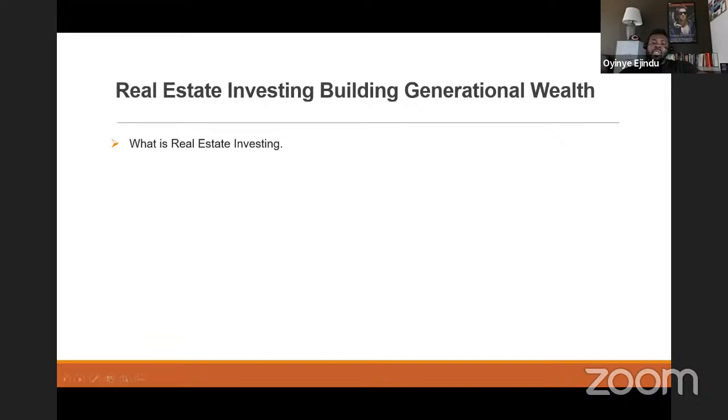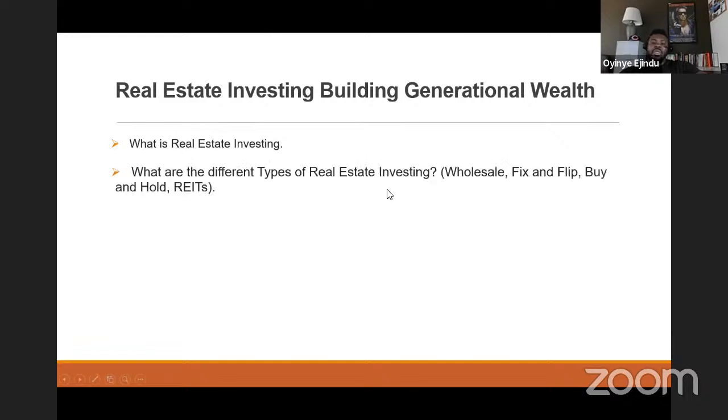So there are different strategies that you can use to invest in real estate, and there are also different types of real estate investing. When we talk about the different types, a process could be wholesale, fix and flip, buy and hold, or real estate investment trust. So there are multiple different strategies that can be used.